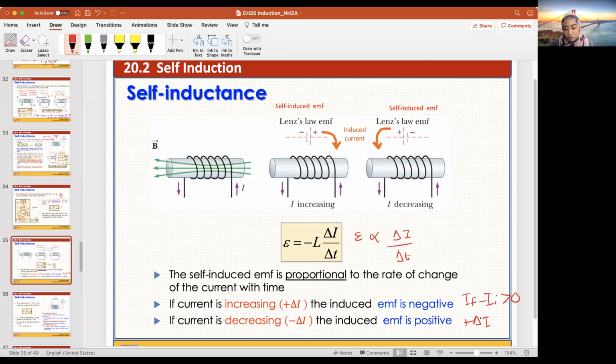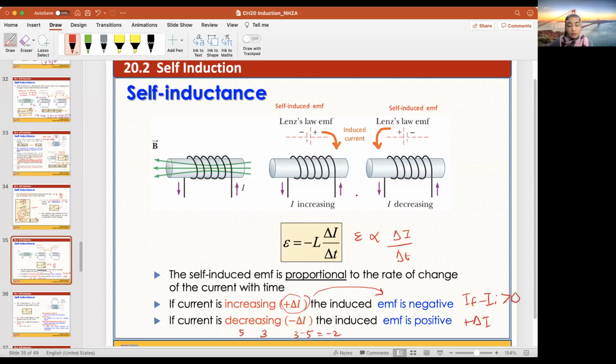Maksudnya saya start dengan kosong, I end up with 5, 5 tolak kosong, 5. So positive value. So if current is decreasing, I start with 5, I end up with 3. So 3 minus 5 is minus 2. So delta I is negative. So if delta I is positive, then the induced EMF is negative. If it's negative delta I, then the induced EMF is positive. It is from this equation.